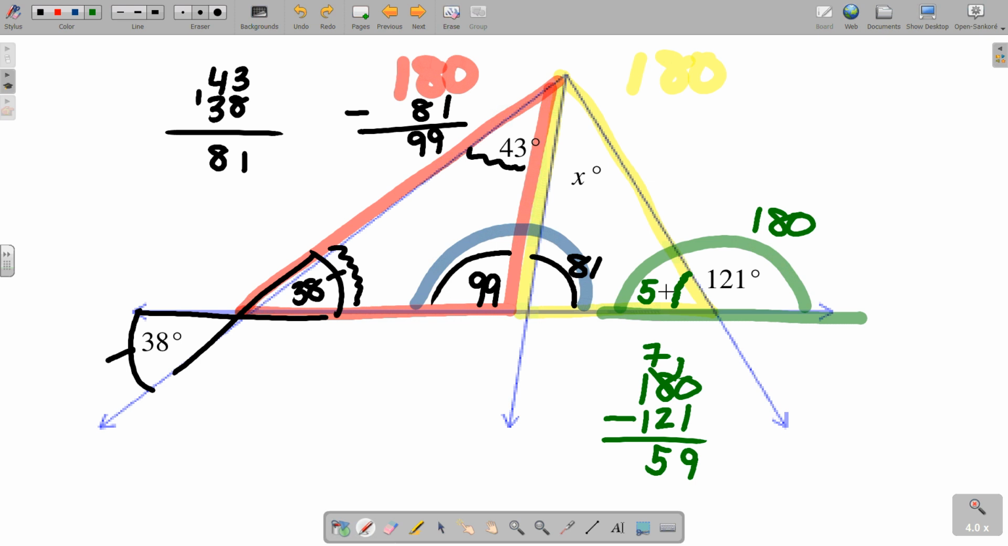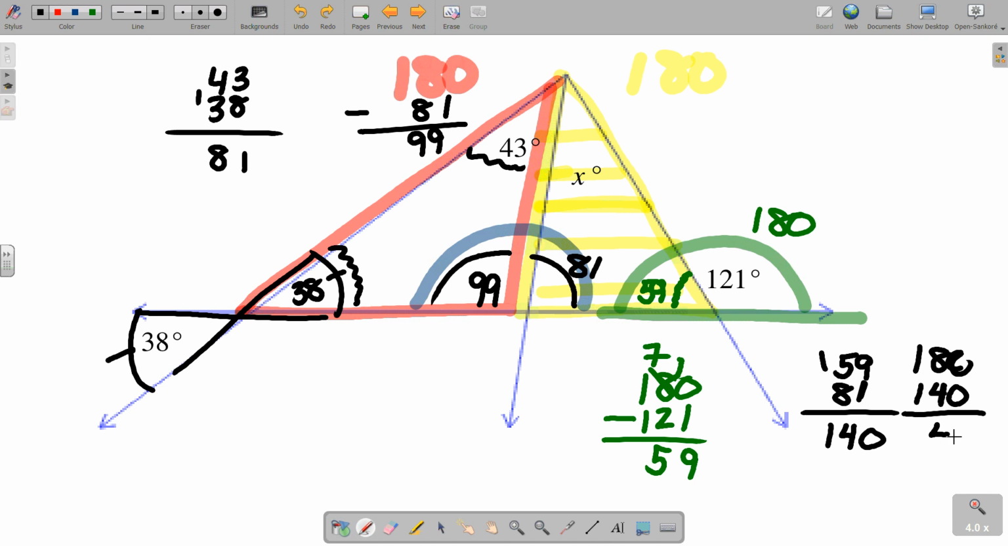And it's 59. Remember, we're supposed to solve for X. This must add up to 180. So I'm going to add 59, 81, take it away from 180. And I just found that my x must be 40 degrees.